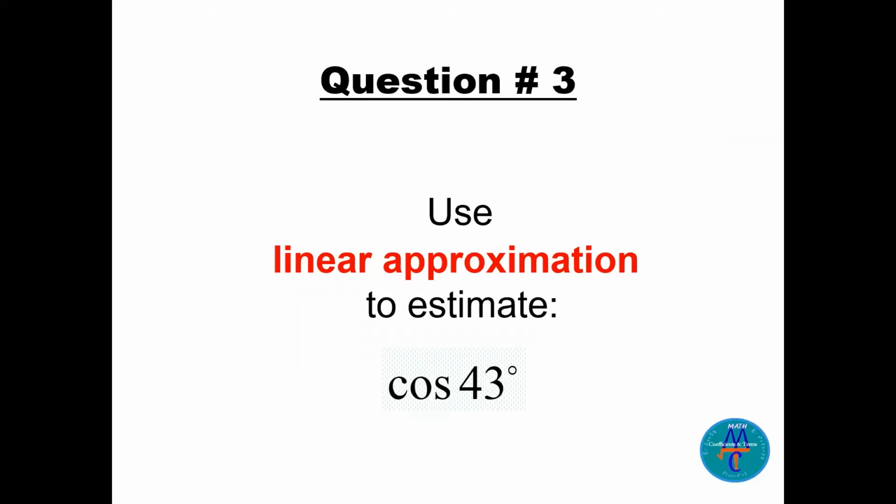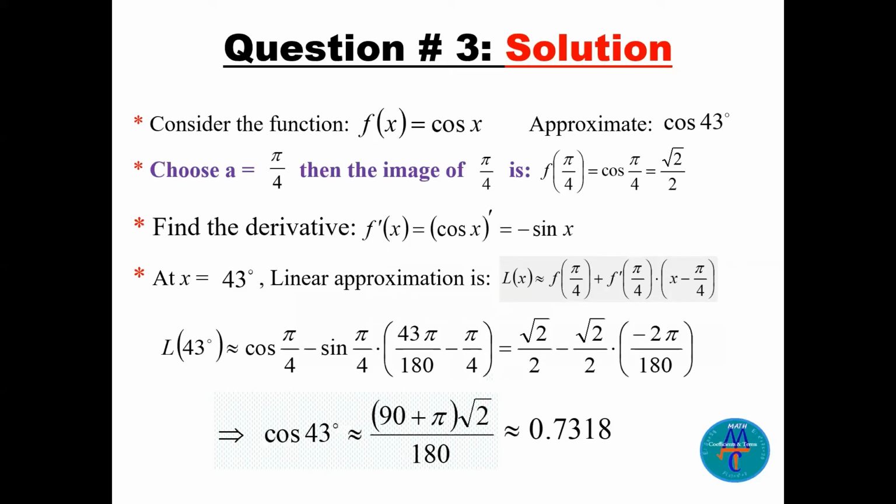Use linear approximation to estimate cosine 43 degrees. We have done something similar in the lecture, sine 61 degrees, I think. So this is very similar, cosine 43 degrees. We need to approximate this number here. So let's consider the function cosine of x. For 43 degrees, let's choose a close angle, maybe pi over 4, which is 45 degrees, but we need all in radians.